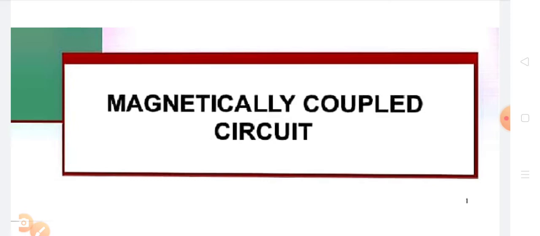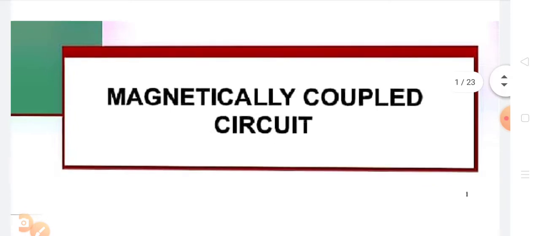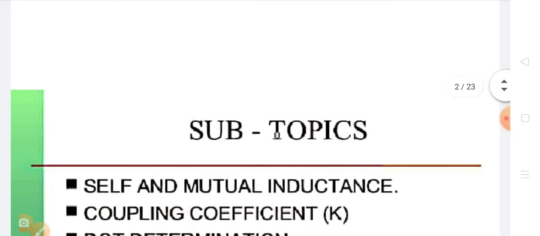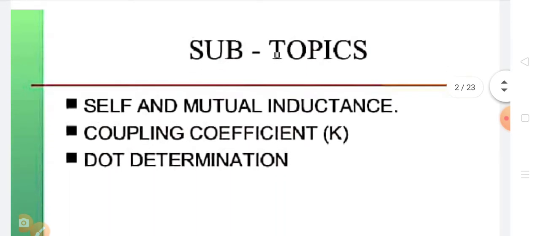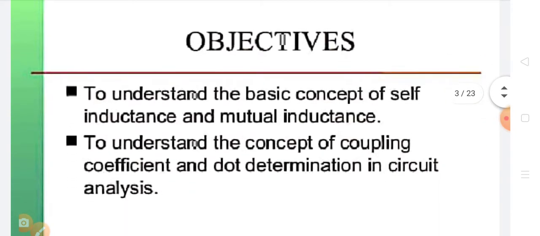Now we can discuss the topic of magnetically coupled circuits. Here we will see what self inductance and mutual inductance are, what the coupling coefficient is, and what dot determination is in mutually coupled circuits. The main objective of this session is to understand the basic concept of self inductance and mutual inductance, and to understand the concept of coupling coefficient and dot determination in circuit analysis.